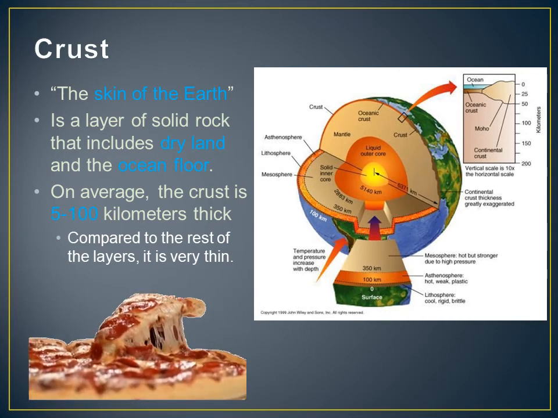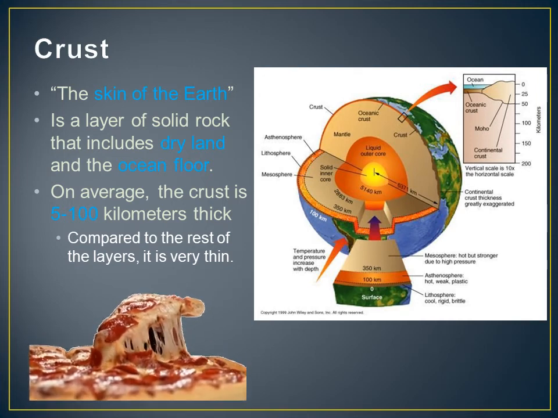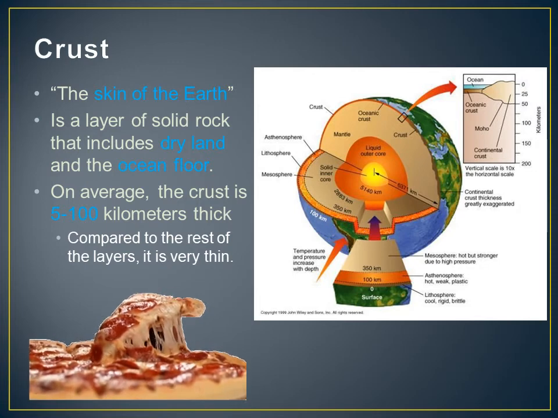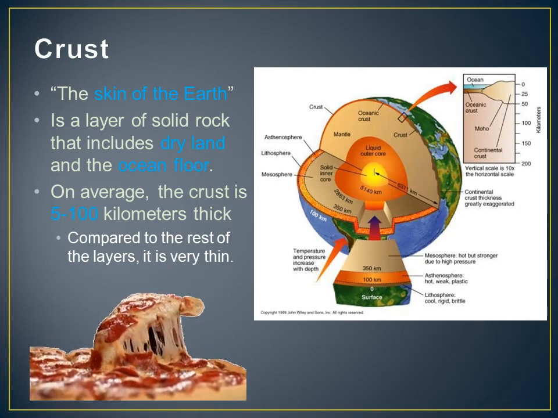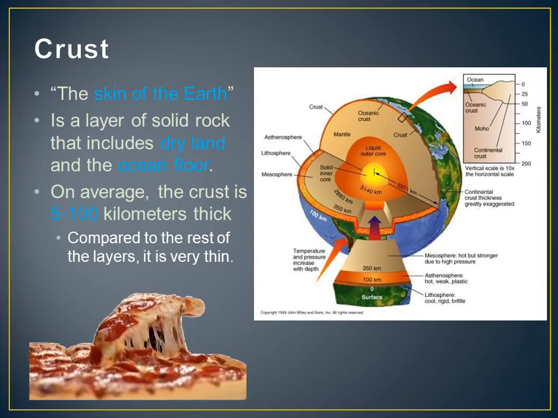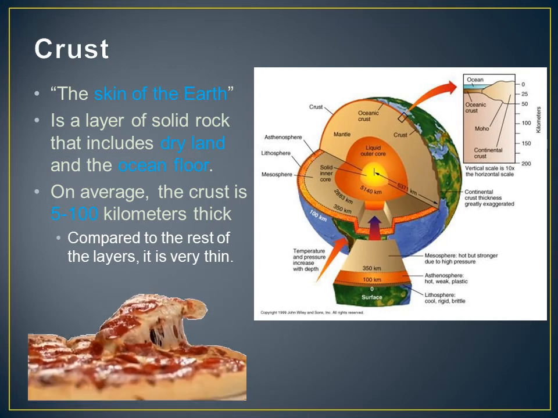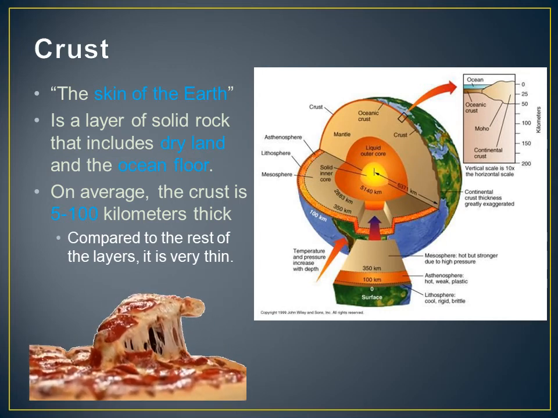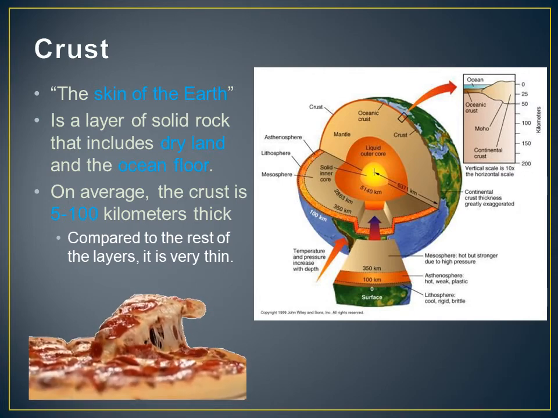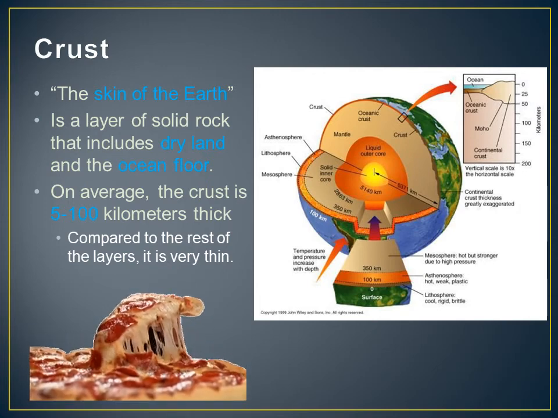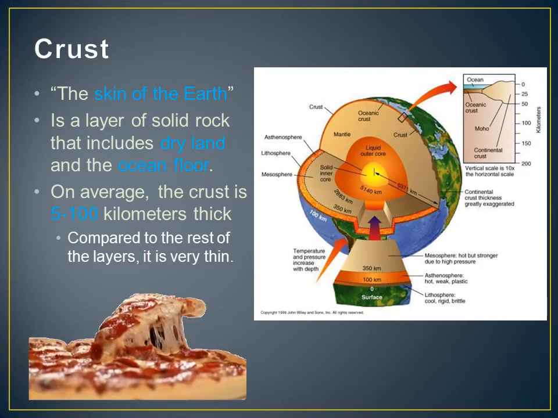So the crust is a layer of solid rock, but it includes dry land, where we live, and the ocean floor, the bottom of the ocean. Now, the crust is on average between 5 and 100 kilometers thick. Now you may think, oh, 5 to 100 kilometers, that's pretty big. But when you compare the crust to the other layers and to the rest of the Earth, it's very thin.